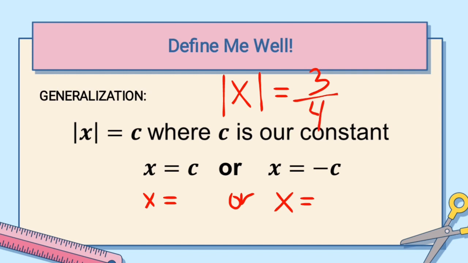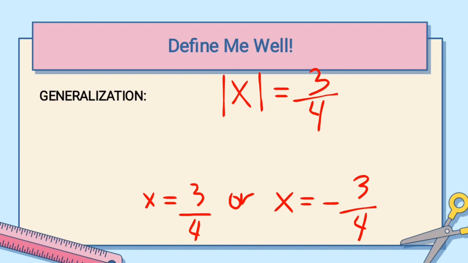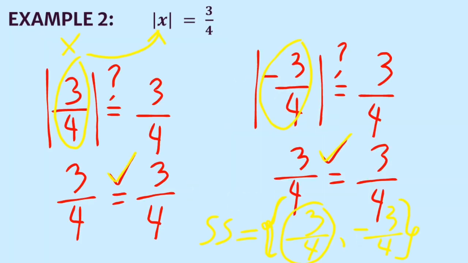Now, for x and negative c, 3/4. If you can still remember our discussion a while ago, it is the same as the solution. I mean, the values of x are the same: 3/4 and negative 3/4. Our solution set, okay? Right? It is the same with our.